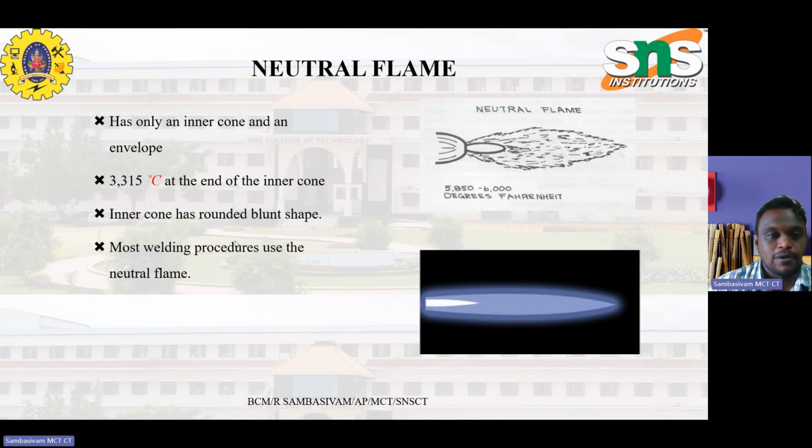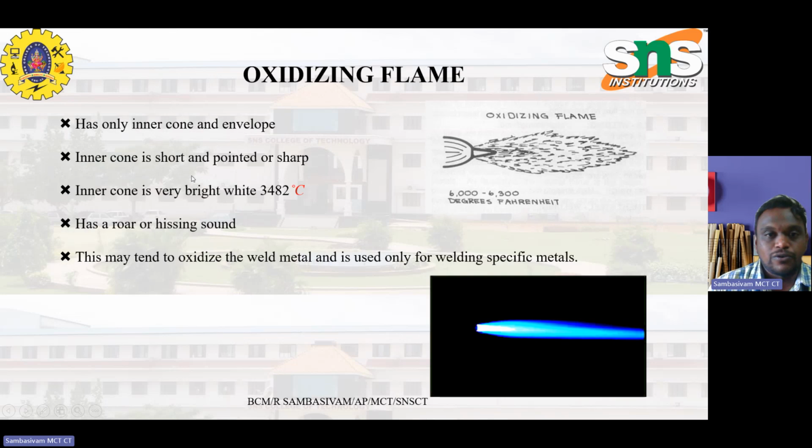The neutral flame has an inner core and envelope, with 3,350 degrees Celsius at the end of the inner core, and the inner core has a round blunt shape. Most welding procedures use the neutral flame. Then the oxidizing flame has only an inner core and envelope. The inner core is short and pointed, very bright, at 3,482 degrees Celsius, and has a roaring or hissing sound. This may tend to oxidize the weld and is used for welding specific materials.